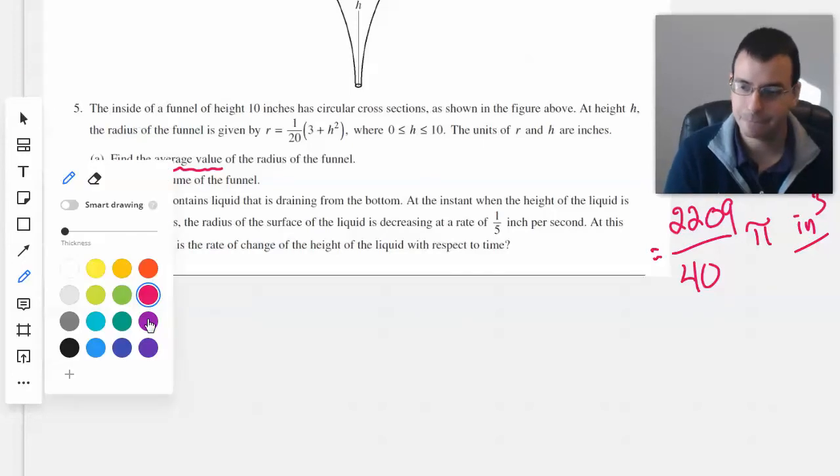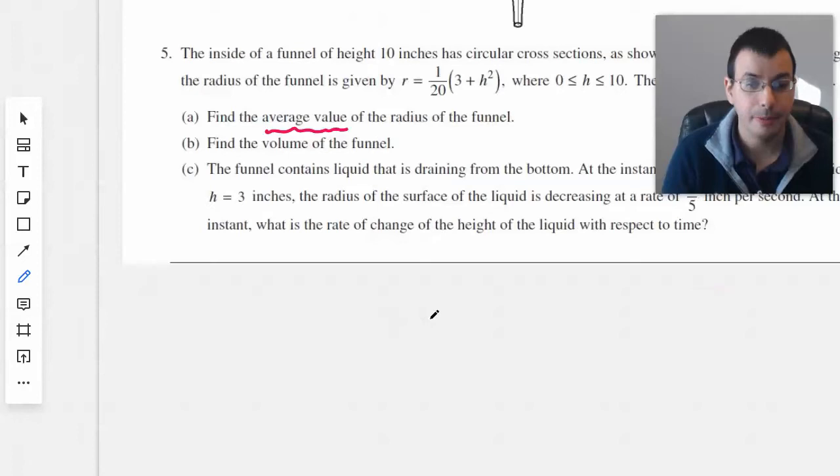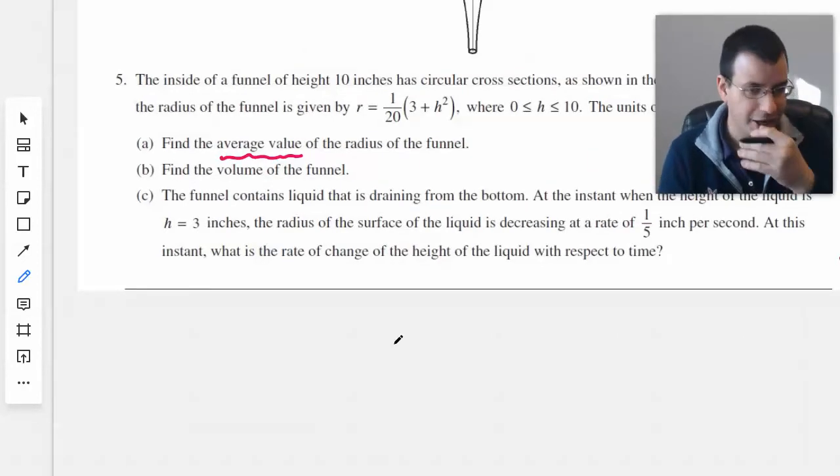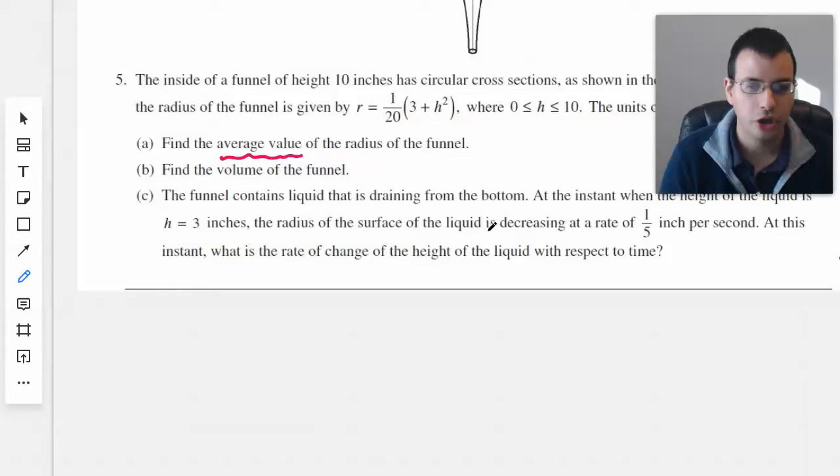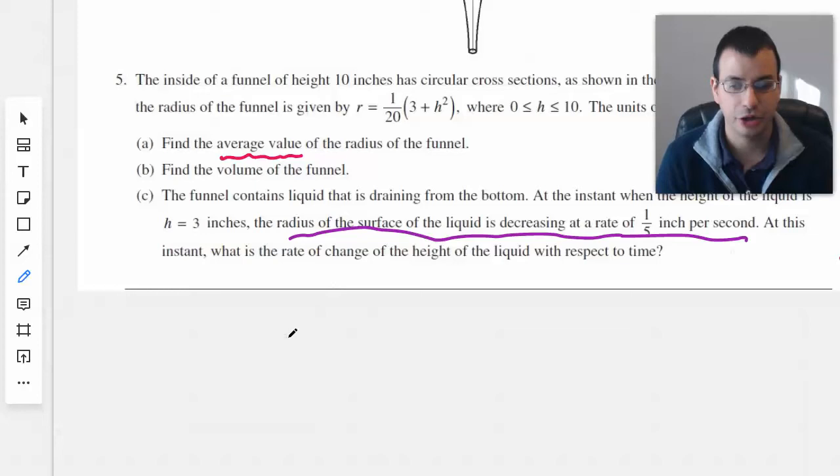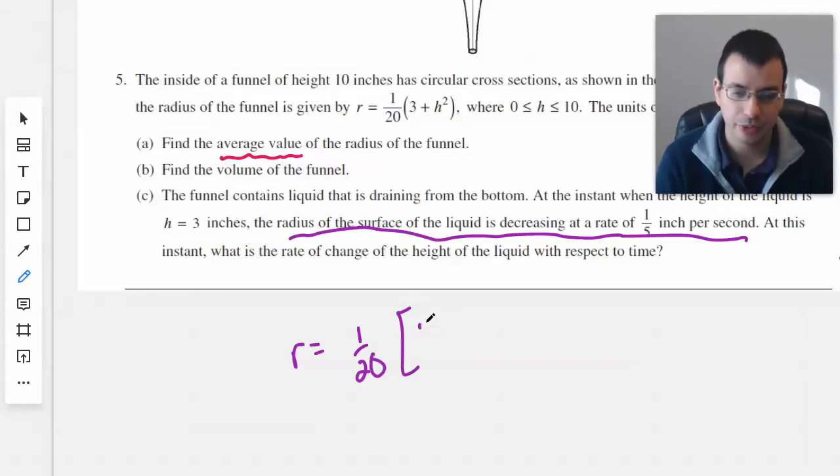Okay. So I have no idea what that said, but I knew a lot of the parts, and it says that, let's see here, the radius of the surface of the liquid is decreasing at a rate of 1/5 per second. So we know that r equals 1 over 20 times (3 plus h) squared.